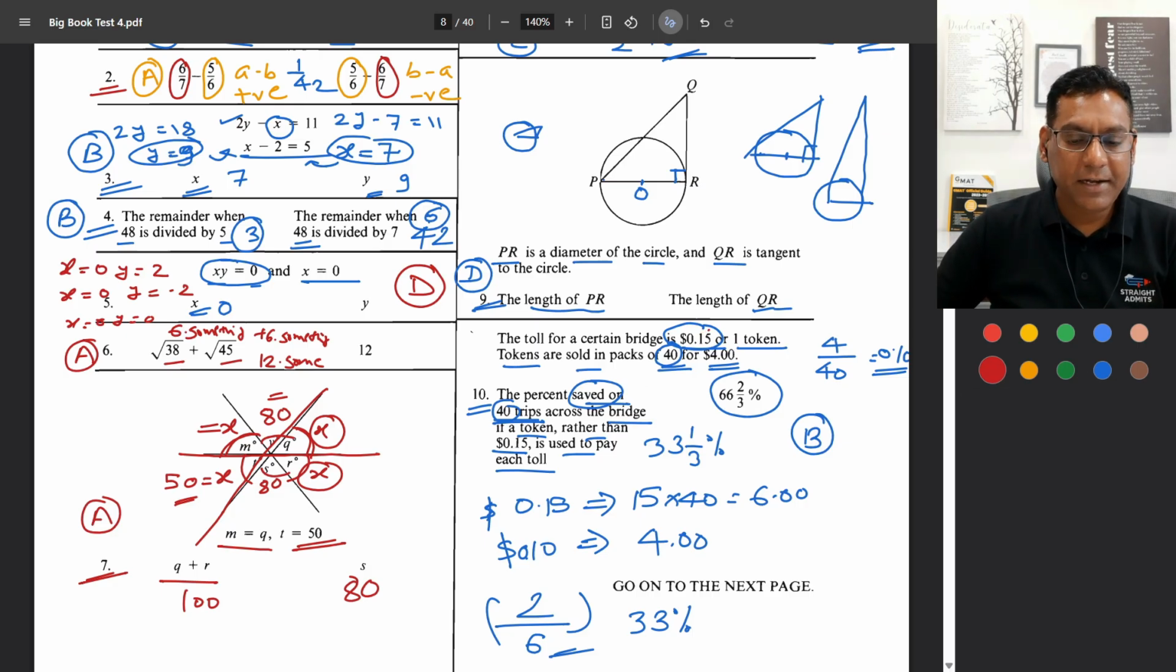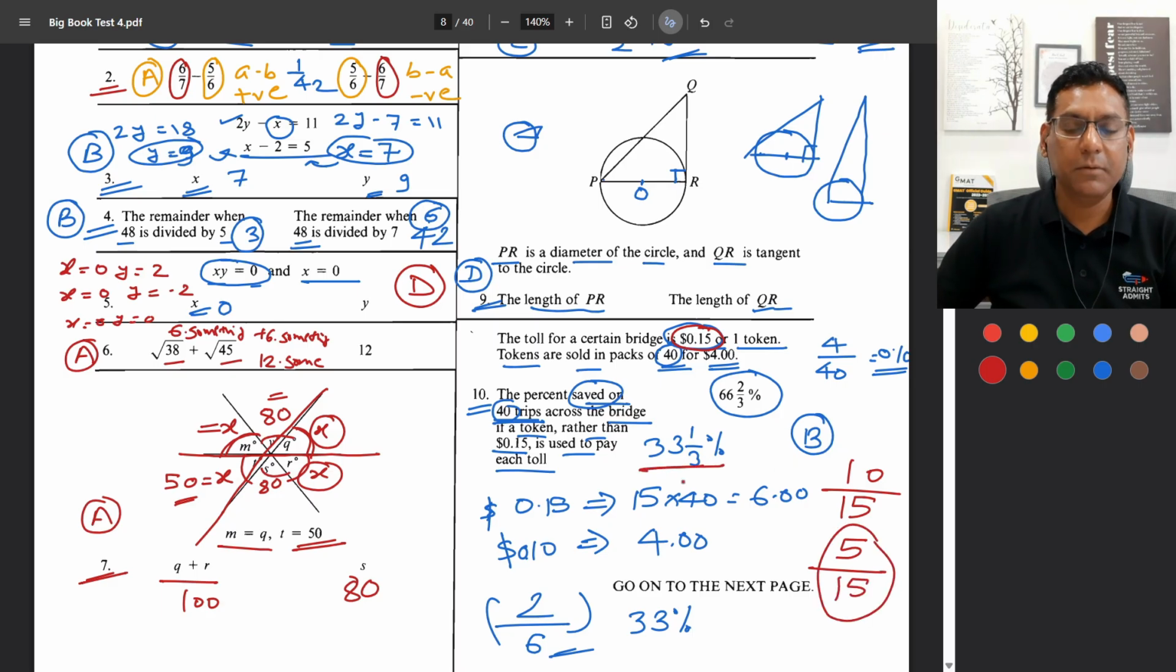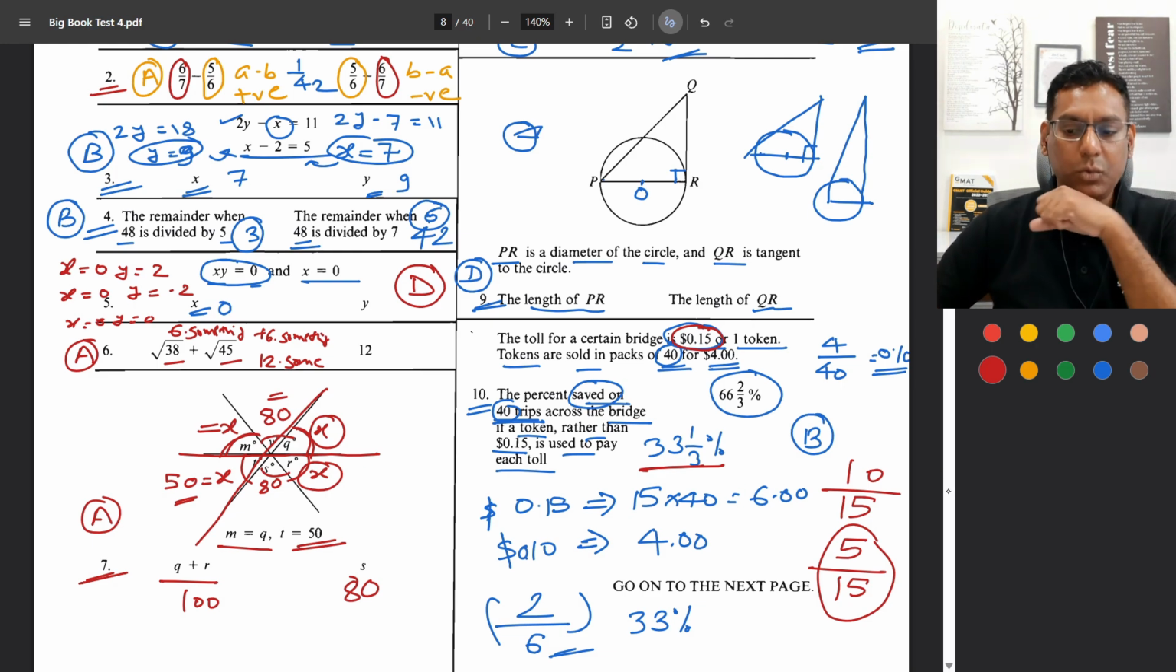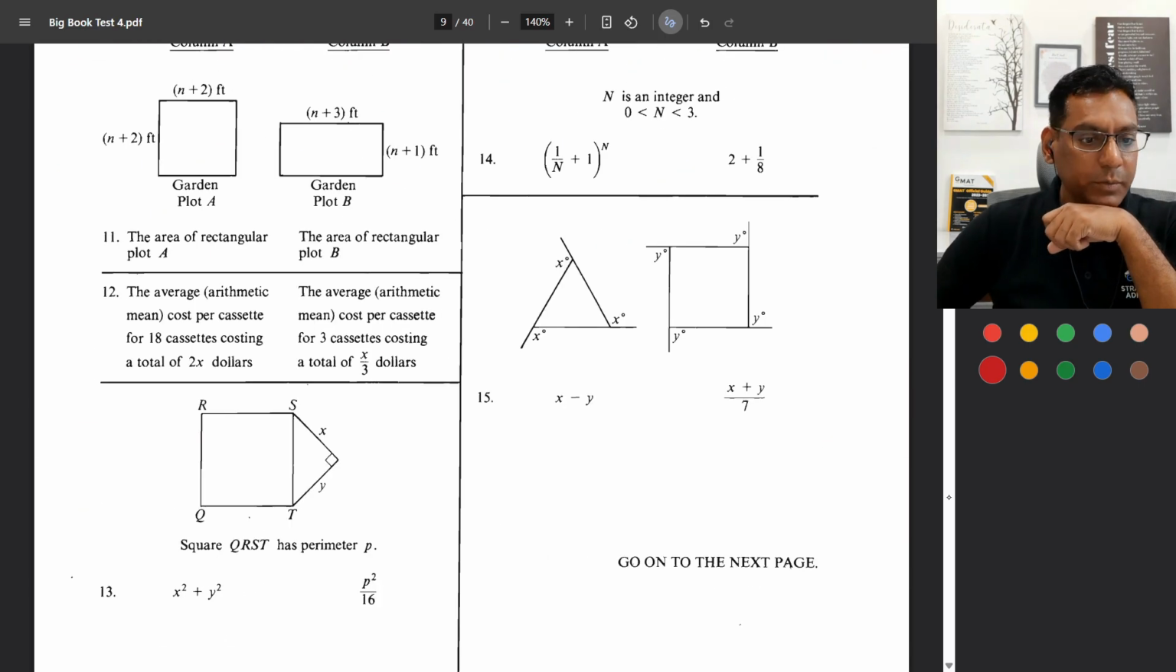You could have directly also done it comparing that every time I spend without tokens I spend 15 cents, with token I spend 10 cents, so my saving is 5 cents for every 15 cents, right? And we would have got the same 33.33. Okay, there are multiple ways of doing this. So let's move on from here.